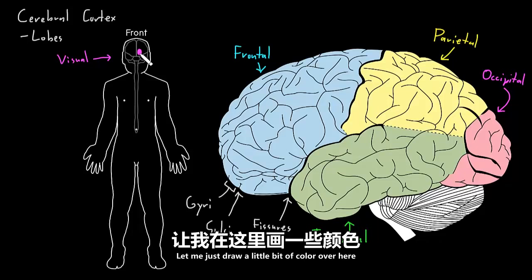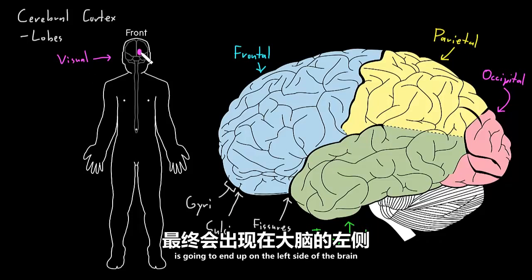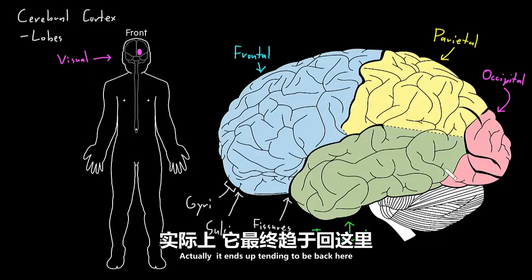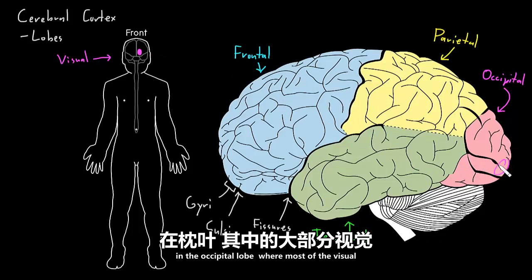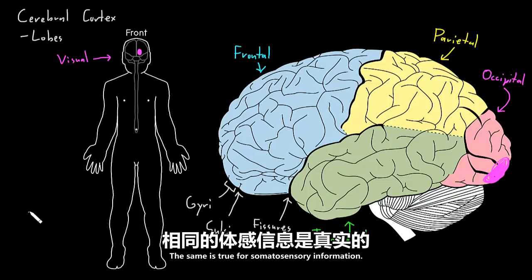Let me just draw a little bit of color over here to represent that visual information from the right side of this person is going to end up in the left side of the brain, and vice versa. And that actually ends up tending to be back here in the occipital lobe, where most of the visual processing, the areas of the cerebral cortex doing visual stuff, handles that information. The same is true for somatosensory information.